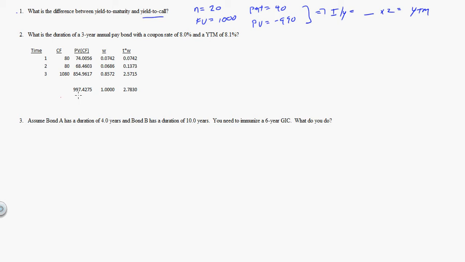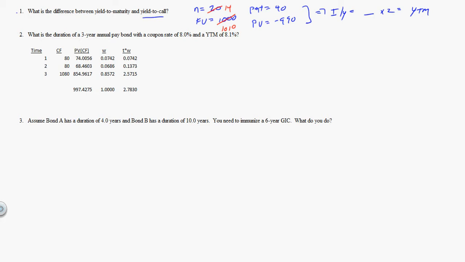If the bond is callable, maybe it's callable at 101% of par, so I change that to $1,010. Maybe it's 1,000, it just depends. So whatever the new call price is, and say it's callable in 7 years, so 7 years, I change N to 14. So that's the difference.